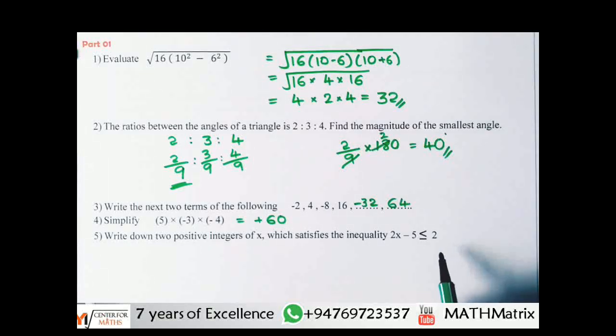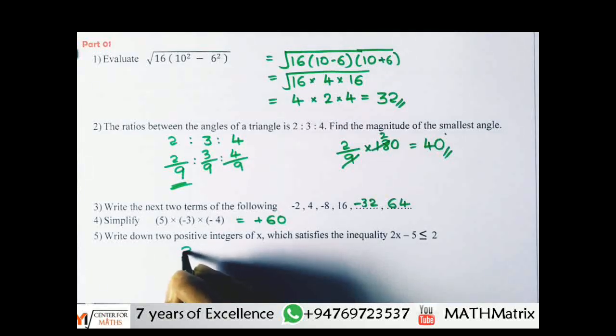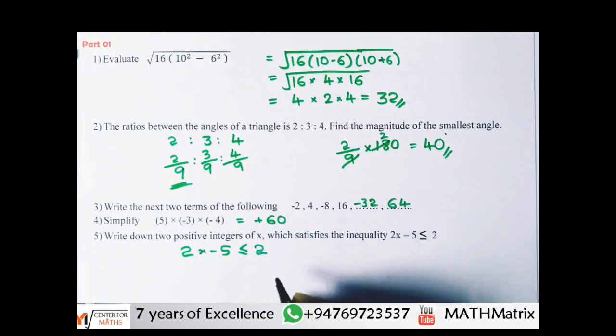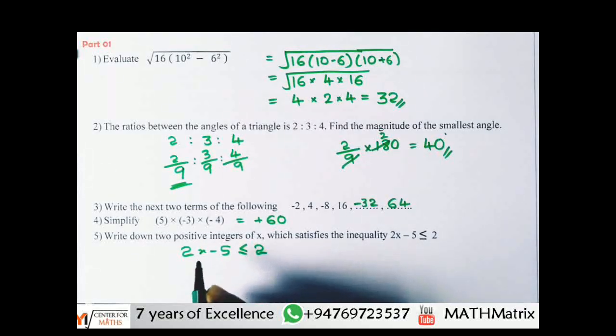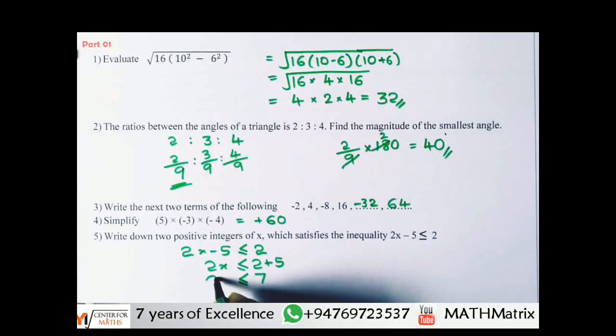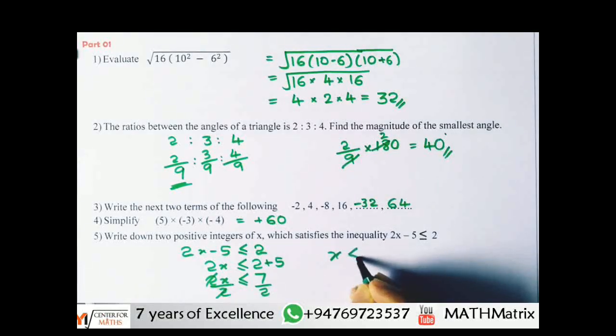less than or equal to 2. Okay, right. So write down two positive integers of x. First of all, we have to simplify this: 2x minus 5 is less than or equal to 2. How to simplify this? First of all, to make x the subject, we take this minus 5 to the right side and there will be plus 5. 2 plus 5 is 7. Now we'll divide both sides by 2. Then we will get the answer: x is less than or equal to 7 divided by 2, which is 3.5.